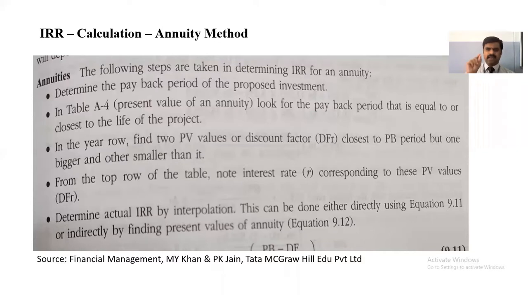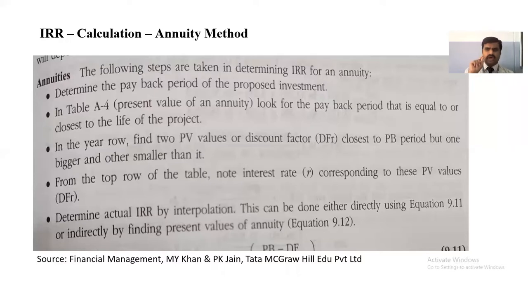So you have to open the table and see where this payback period is coming in the present value table of annuity, the PV factor annuity table. You have to look at the life of the project. Say for example, the life of the project is 5 years. You have to see in the 5 year line where this payback period is coming. If you get exactly the same payback period, that is your IRR.